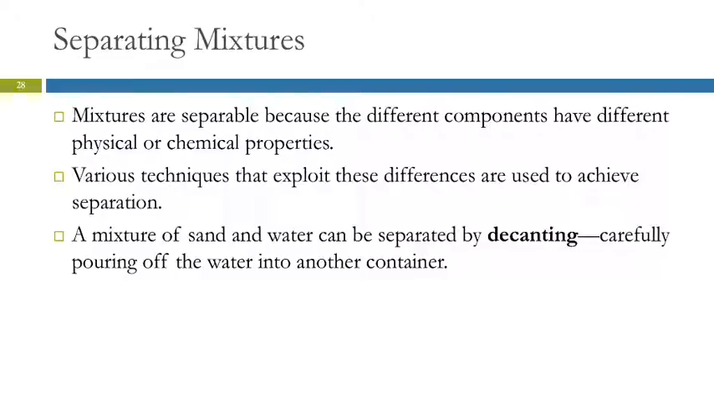Okay, so mixtures can be separated because the different components in them have different physical or chemical properties, and we can take advantage of those differences to separate them. There's lots of different techniques. We're just going to talk about a couple of them. If you have a mixture of sand and water, you can separate them by decanting the water.